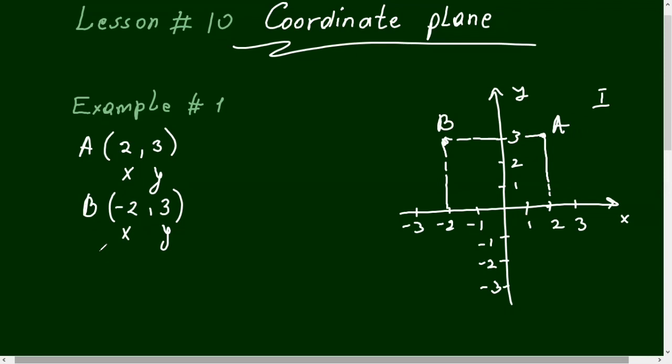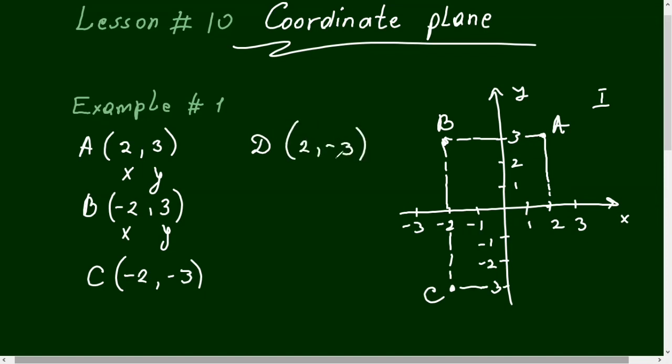And now I'm going to change both numbers to negative. The point C has coordinates negative 2, negative 3. This point meets here. The point is located here. And finally, the point D, I'm going to change the second one to positive: 2 and negative 3. This point is located here. D.